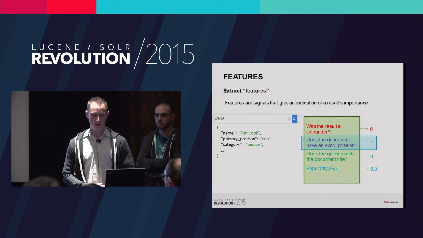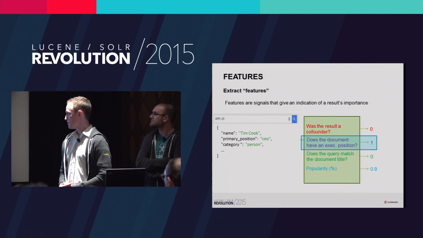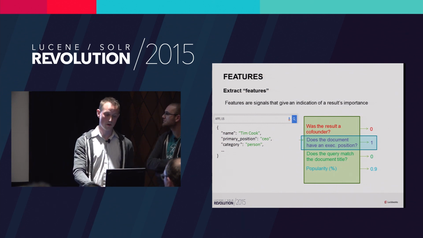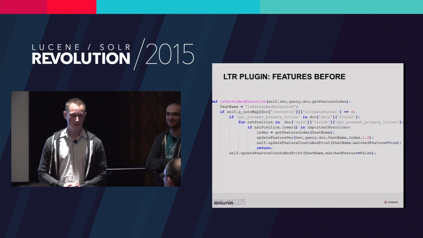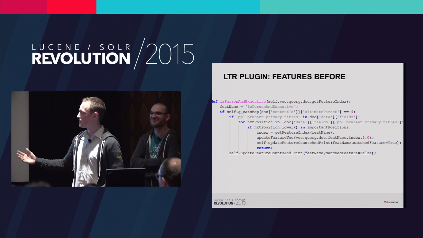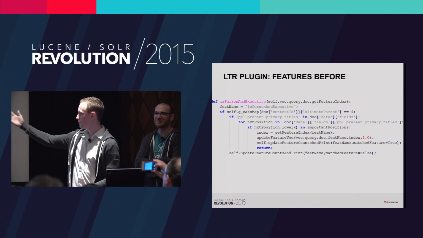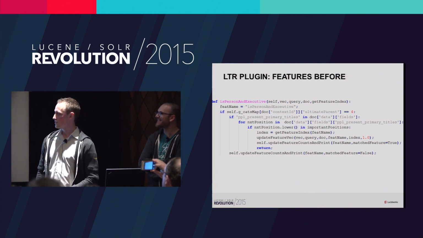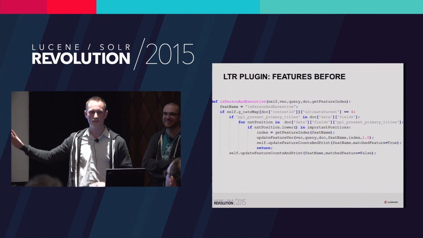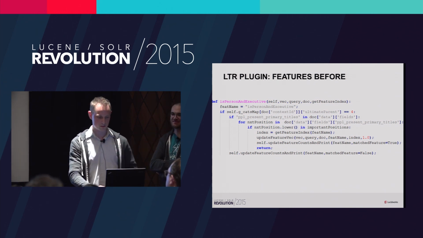In this case, we'll look at the feature: did the document, did he have an executive position? So before, in our external system, this feature, person and exec, looks like this. It's 10, 11 lines, a couple of statements, a for loop. It's not too bad, but it's not pretty to look at. And once you look at a couple hundred of these, your head starts to spin.